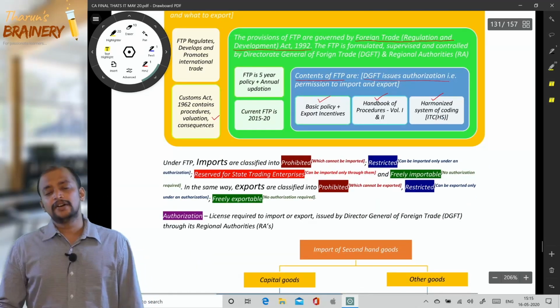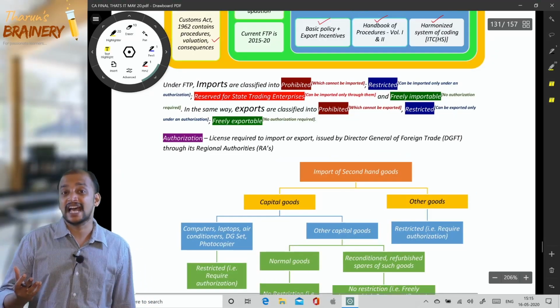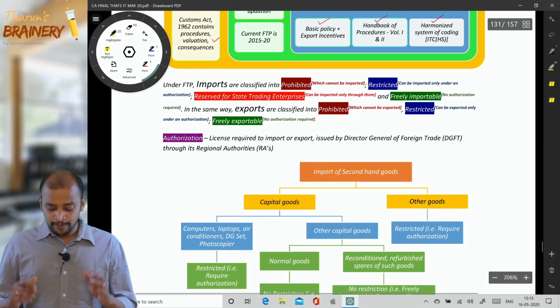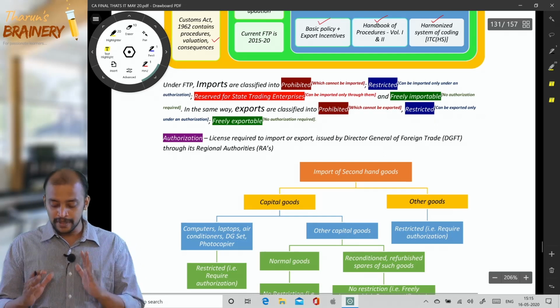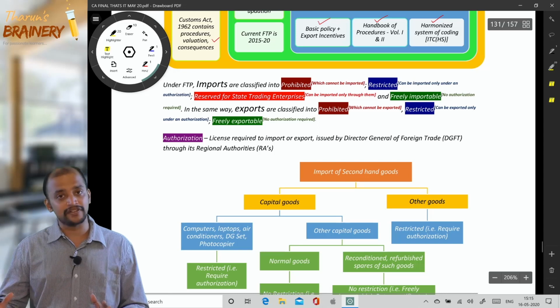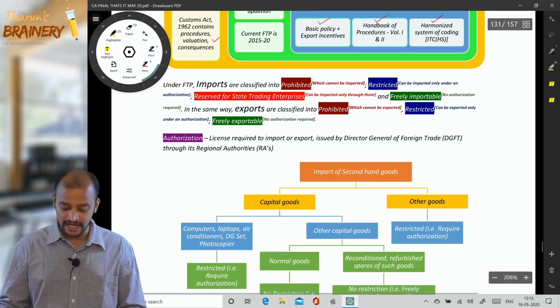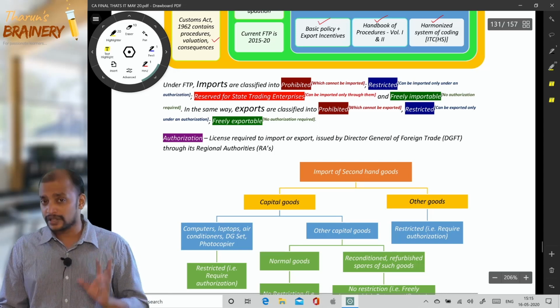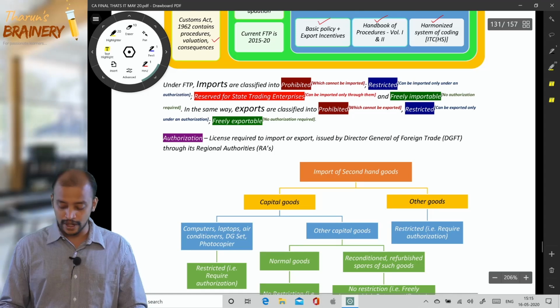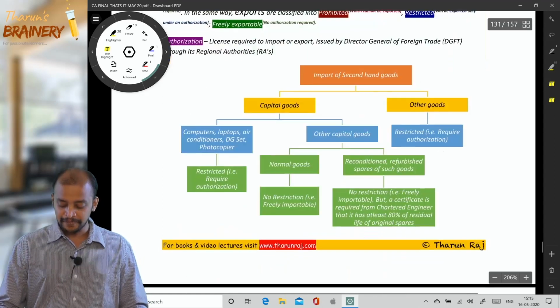Then, under foreign trade policy, we discussed the classification. You can see there, imports are classified into prohibited, restricted, reserved for ST, and freely importable. I discussed that with you. Same is the case of exports. And what is authorization? Permission or license to import or export.